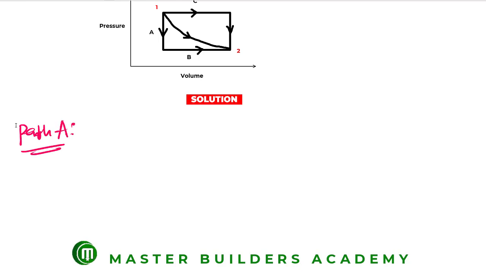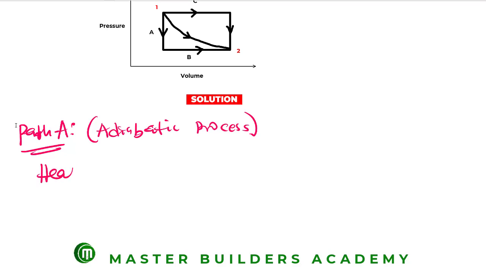Part A. Now in this part A, what process is it? Part A is an adiabatic process. I hope you can see this. Now, what do we need to do? Let's extract the given parameters. Now, guys, for every adiabatic process, heat Q is always equal to 0. Heat is 0 for every adiabatic process.